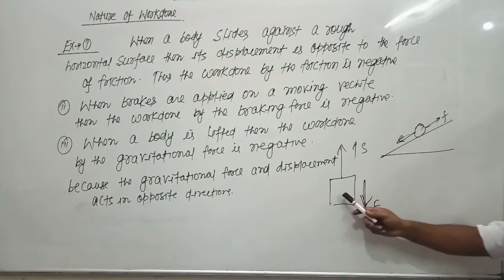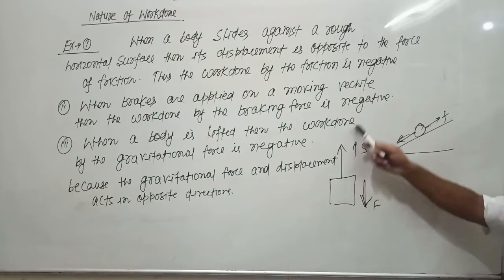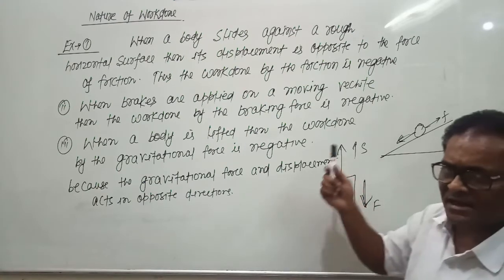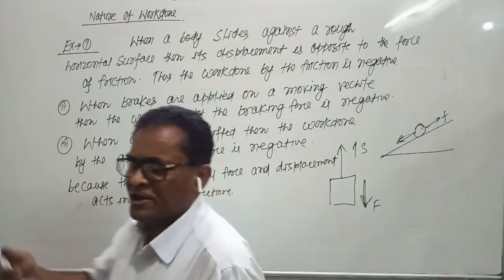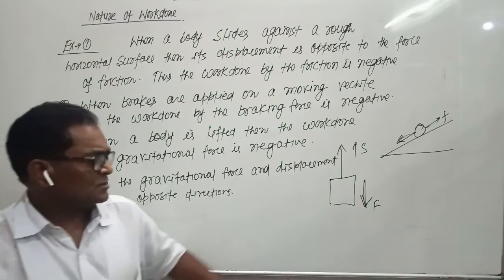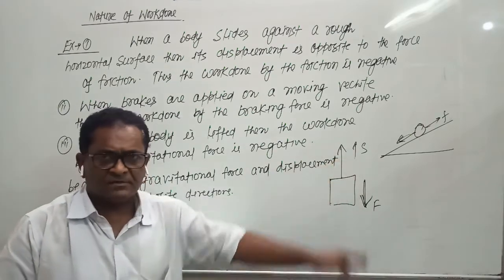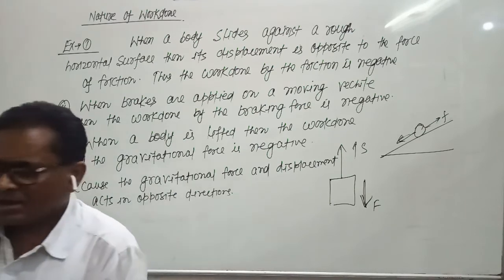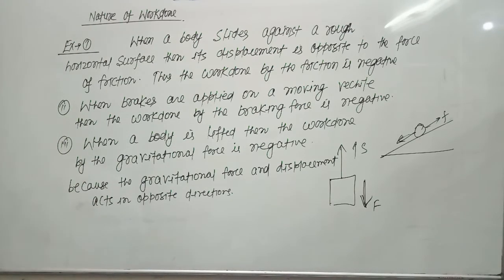And the third example is when a body is lifted, then gravitational force acts in downward direction and the direction of displacement is upward. So both are in opposite direction, applied force and displacement. Therefore, it is the negative work done. Now we discuss about zero work done.